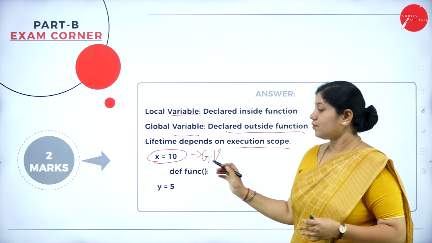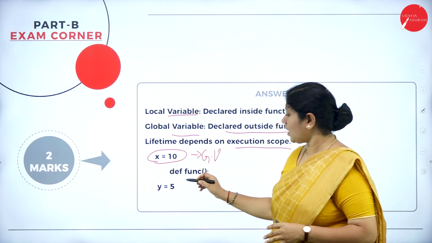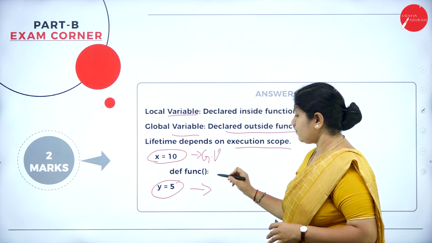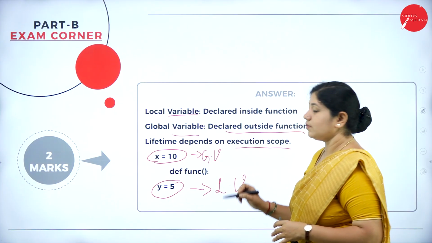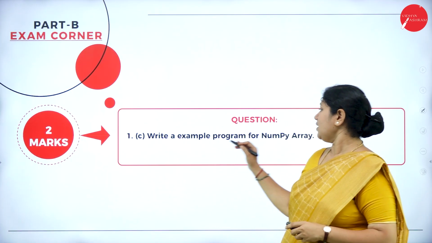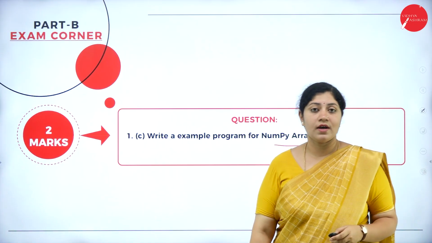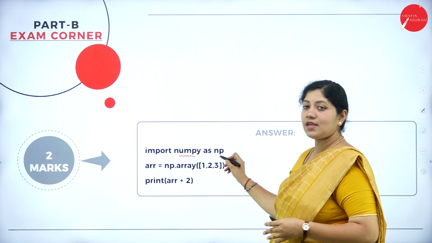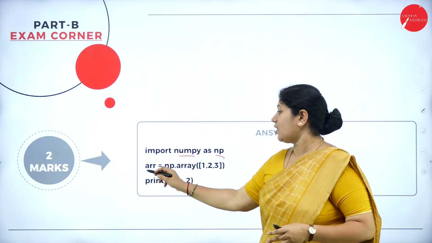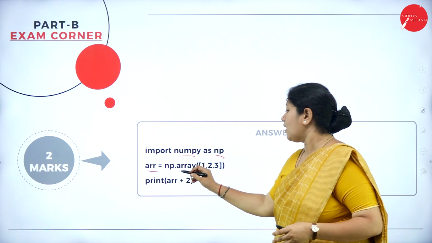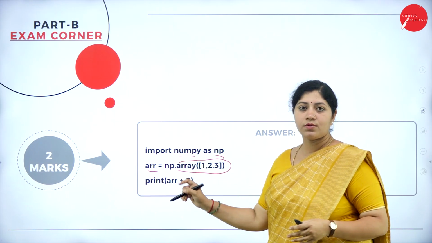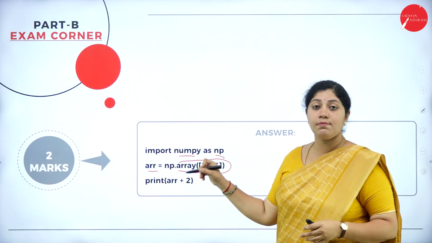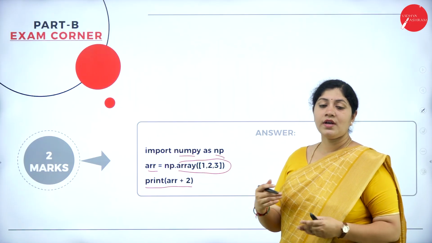Okay, once after defining the function, we are defining a variable, that is y equals 5, and this is a simple example for our local variable. The next question is, write an example program for NumPy array. Again, NumPy is a library that we are supposed to import. Import numpy as np. Up next, we are giving array equals np.array. We are defining the array over here, okay? Not a simple array, it is a NumPy array. So we are writing it as np dot. Finally, we are printing array plus 2.